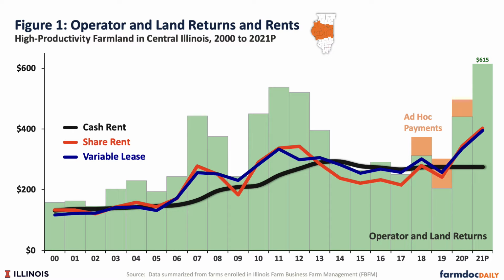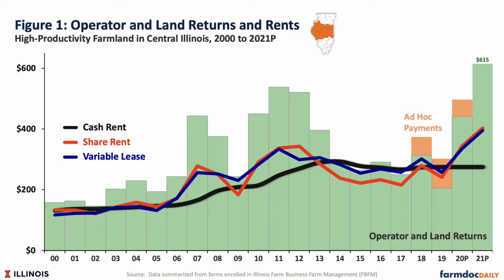A variable lease is a cash rent lease that has payments vary based on revenue, typically. In our case, we're varying the lease payment based on it being 32% of corn crop revenue and 39% of soybean crop revenue. Over the entire period from 2000 to 2021, operator and farmland returns averaged $309. And the lease returns from these three leases were roughly the same. Cash rents averaged $215 per acre over that entire 2000 to 2021 period. Share rents averaged $224 per acre, and variable leases averaged $215.